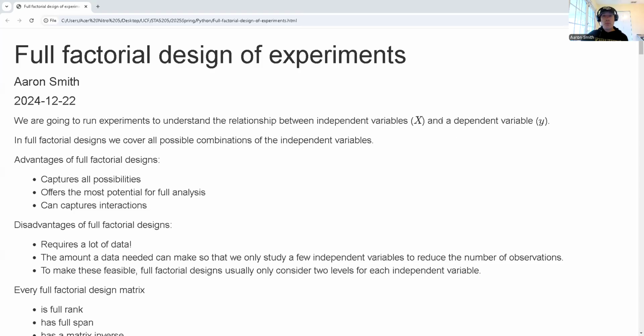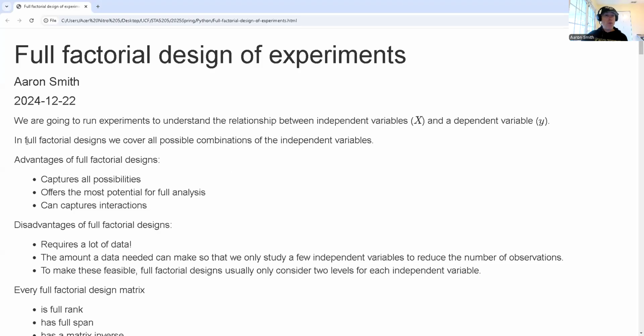So I'm figuring out what I'm going to set the levels of my independent variables to before I run my experiments. Then after I figure this out, I'm actually going to run my experiments with the levels that were set up during the pencil and paper mathematics, and then I'm going to record the dependent variable values.